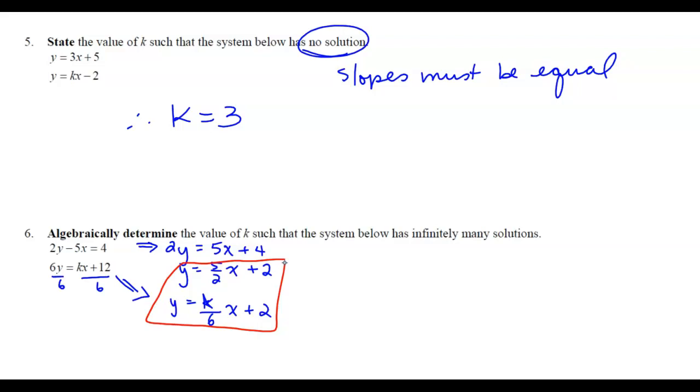The slopes have to be the same. So that means 5 over 2 has to equal k over 6. And so you can use cross product. 2k equals 30, k equals 15, or you can just use proportions, right? The denominators are 2 and 6, so 5 times 3 is 15, okay?